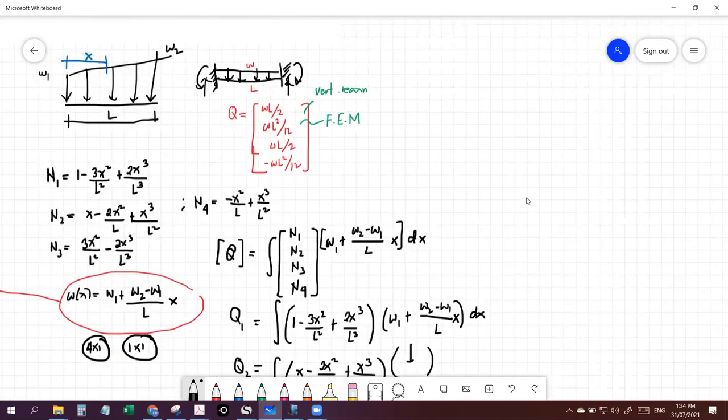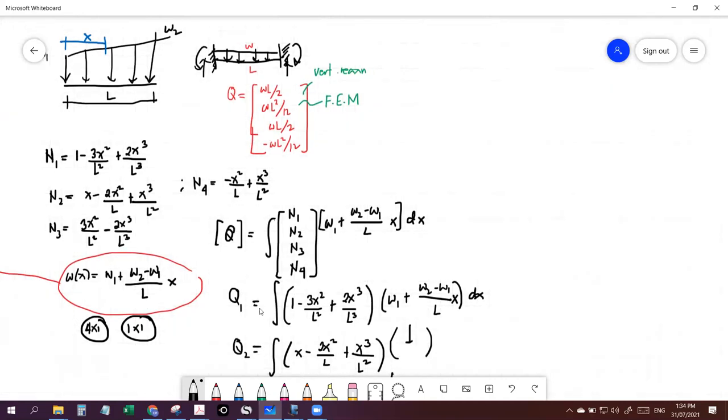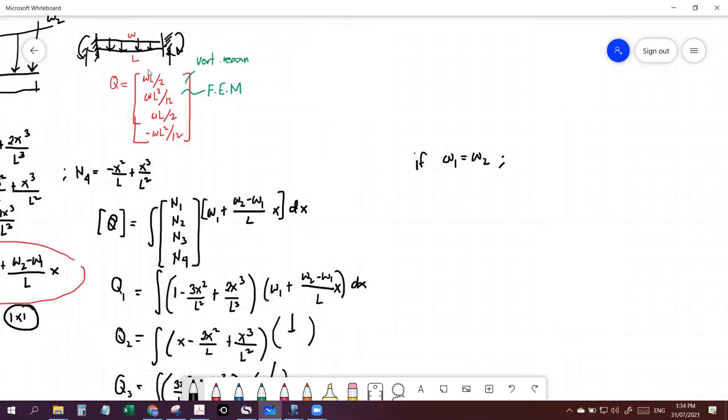Now, what if W1 is equal to W2? Special case: if W1 is equal to W2, therefore you basically have this. Because W1 is equal to W2, we should come up with this. So if W1 is equal to W2, this will be 0, and this will be 0.